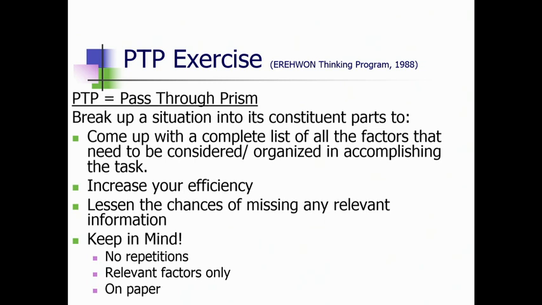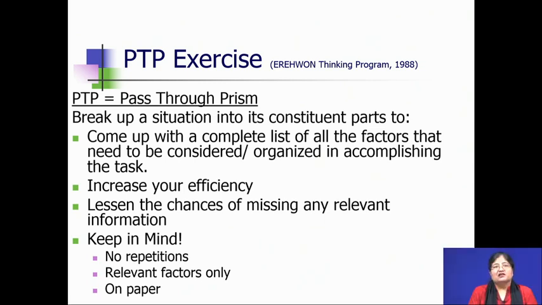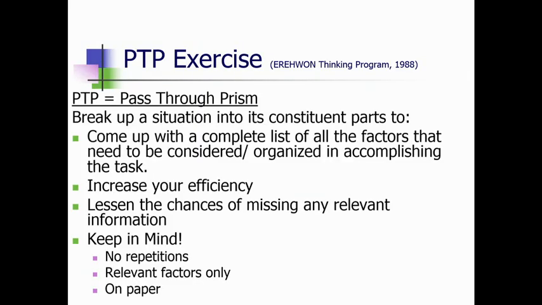Then the next exercise is called the Ptp exercise. Ptp stands for pass through prism. You break up a situation into its constituent parts to come up with a complete list of all the factors that need to be considered or organized in accomplishing the task. So you break it up and come up with a list of the factors that you need to pay attention to in accomplishing the task. Then you increase your efficiency in breaking things up.